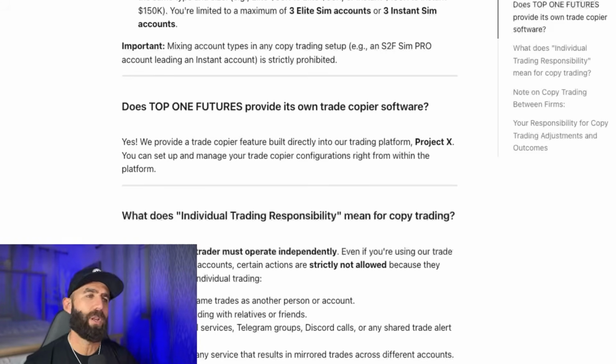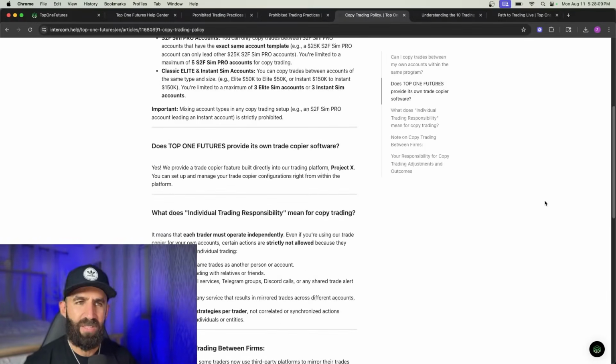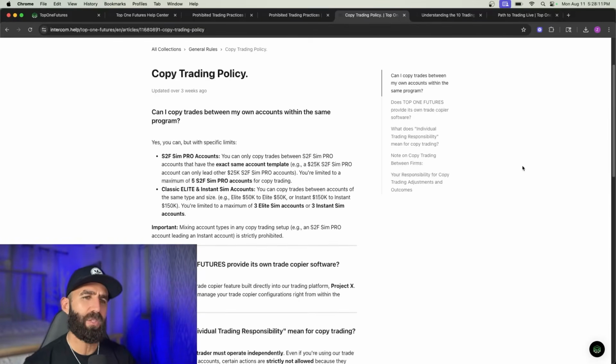You can't be running hedging across firms. All that stuff is pretty popular. But the main point of looking at this rule was those two things. Copy trade groups of accounts together. Can't copy trade across the different account types. And if you're using third-party trade copying software, utilize Top 1 Futures as the main account.